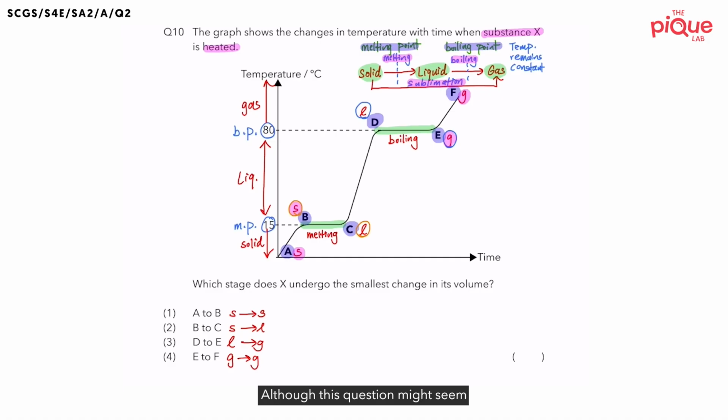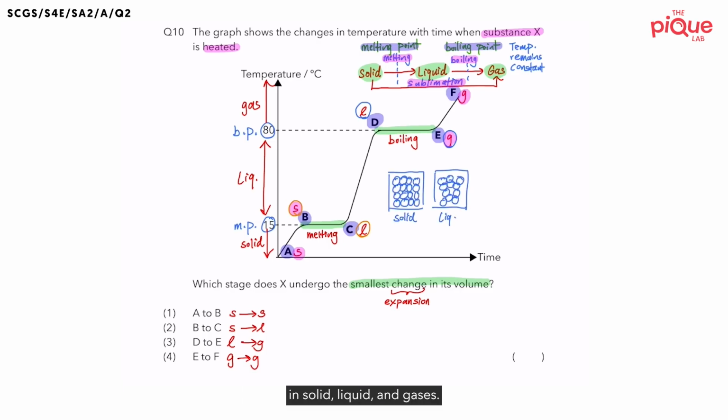Although this question might seem a little bit confusing, if you think about it carefully, smallest change in volume is in fact another way of asking you which stage involves smallest expansion in volume. To approach this, let me give you a clue. We have learned about the arrangement of particles in solid, liquid, and gases. What do you think are some of the keywords used to describe the spacing between solid, liquid, and gaseous particles?